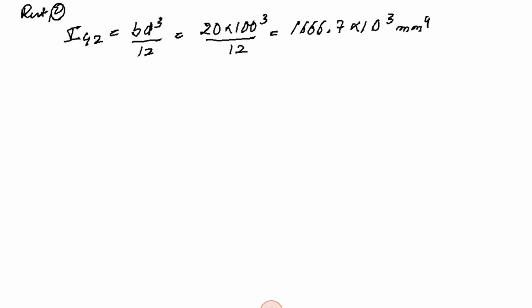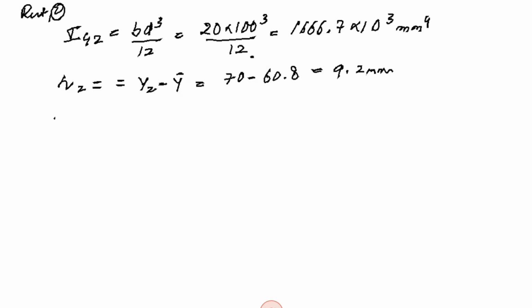And how much is your h2? h2 is y2 minus y bar. y2 was 70, so 70 minus 60.8 comes out to be 9.2 mm.